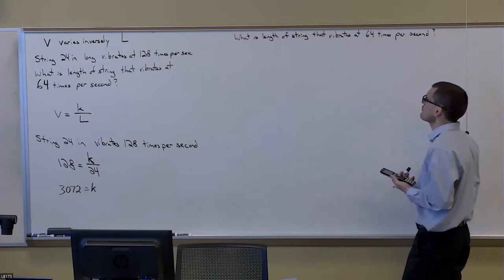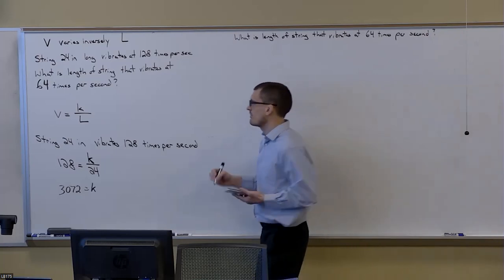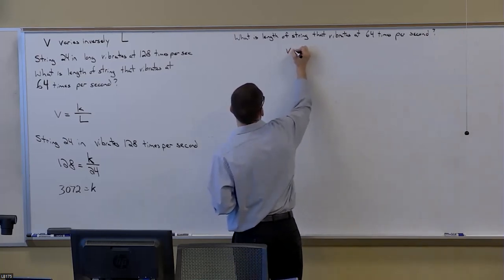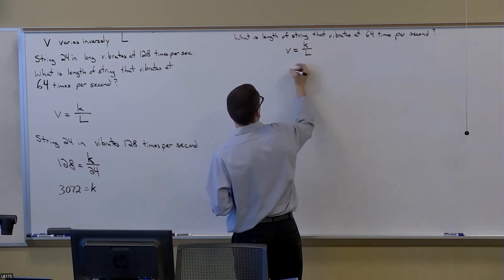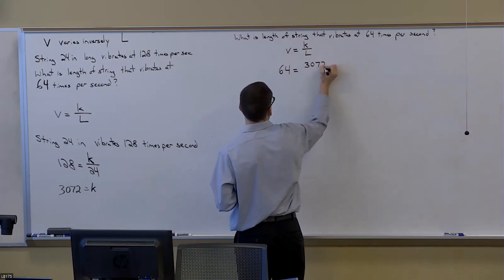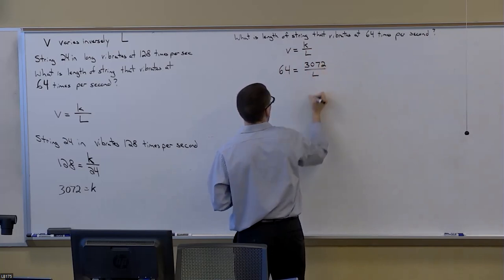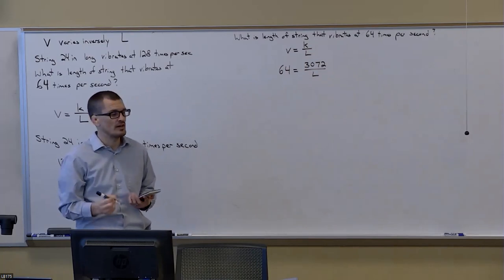What's the length of the string that vibrates at 64 times per second? Well, the vibration rate I know is equal to K over L. In this case, 64 is the vibration rate. The K is 3072. And so I just need to solve that equation for L.